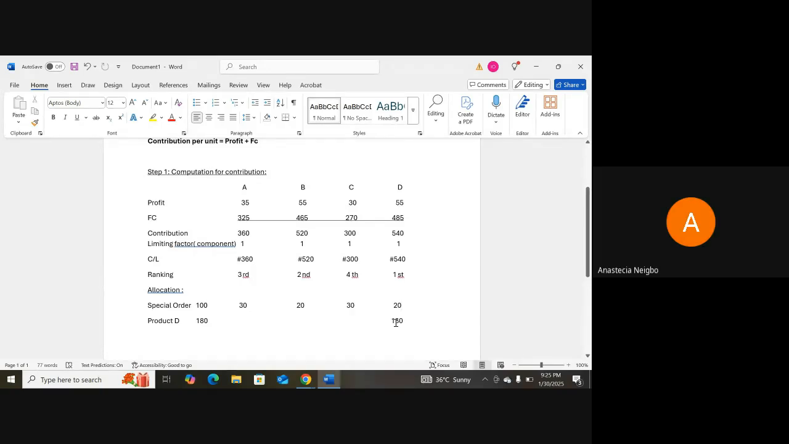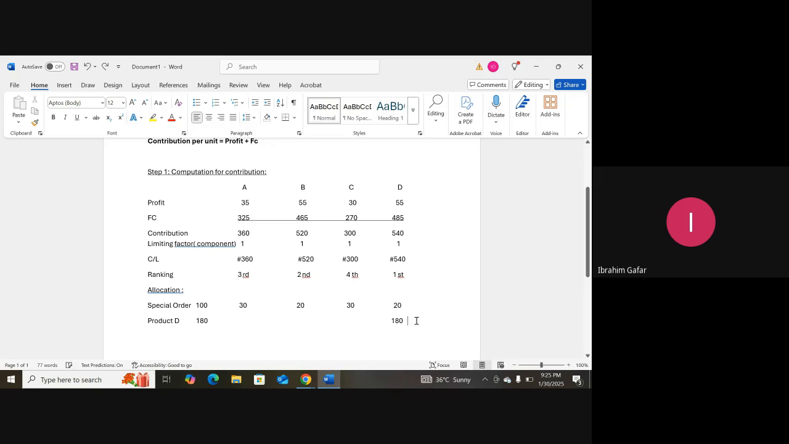Yes, sir. So that 200 now, out of the 300 that remain after the special order, we need to allocate the whole 200 to D, but we cannot give D the whole 200 because there's 20 before. Then it remains 180 to make it 200 of the total demand of D. Because there's a 20 of special order, then remain that 180. Is it clear? Yes, sir.